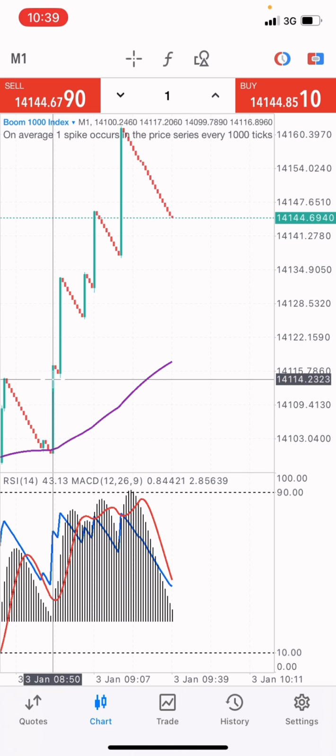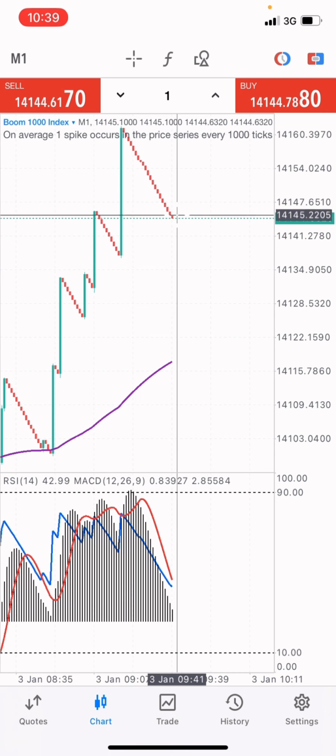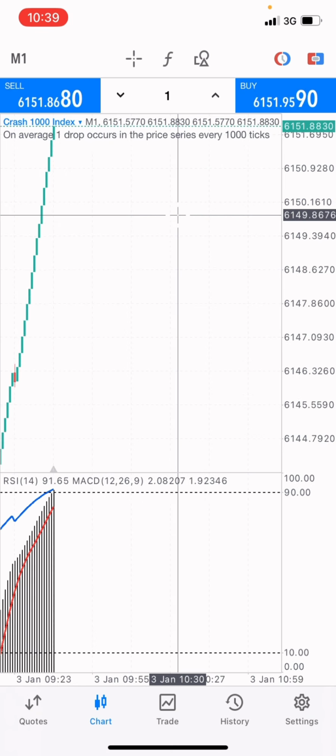You know, for some new beginner traders who are trading crash and boom, when they see a position like this, they won't know what to do. They will just take a sell or take a buy. So this is not a good entry for a sell and it's not a good entry for a buy. So I'm not going to enter into this market. I'm going to go to crash 1000 index.